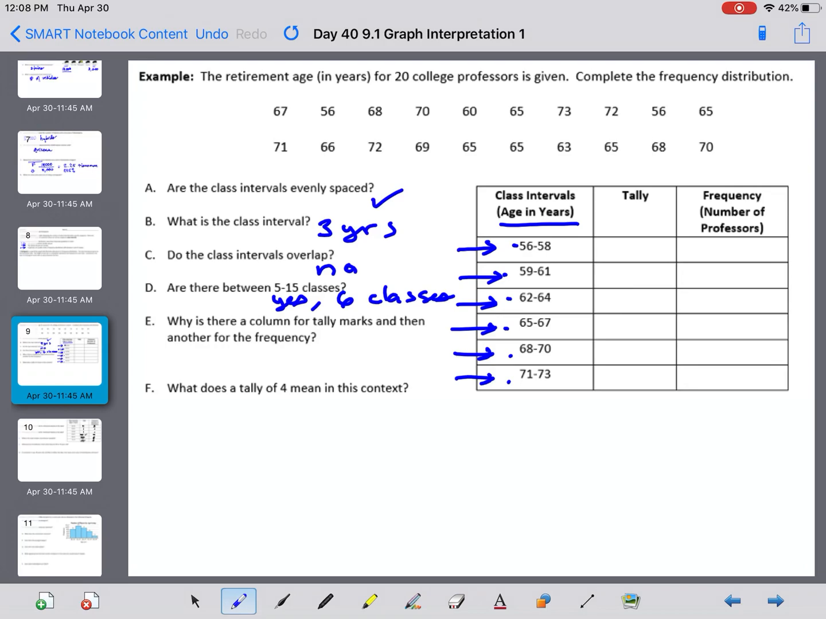Okay, so let's go ahead and complete this frequency distribution here. So the way I like to do this is just one at a time. If I see 67, let me just clean this up over here. If I see 67, I'm going to find out which interval that falls in, and I'm just going to put a little tally mark right there. So 67 is taken care of. Move on to the next one, 56. So 56 would fall here. 68 would fall here. So I'm going to go ahead and just take a moment and complete this distribution.